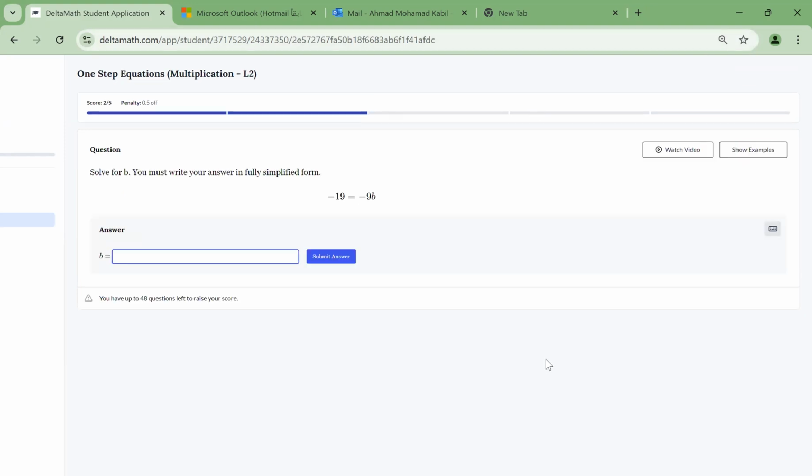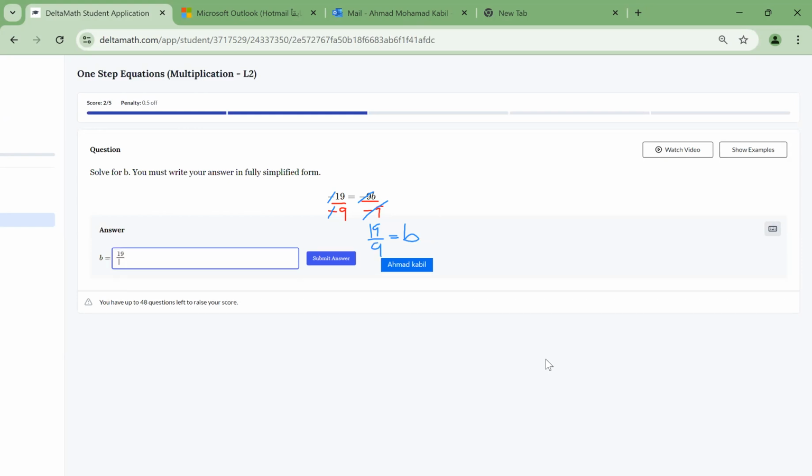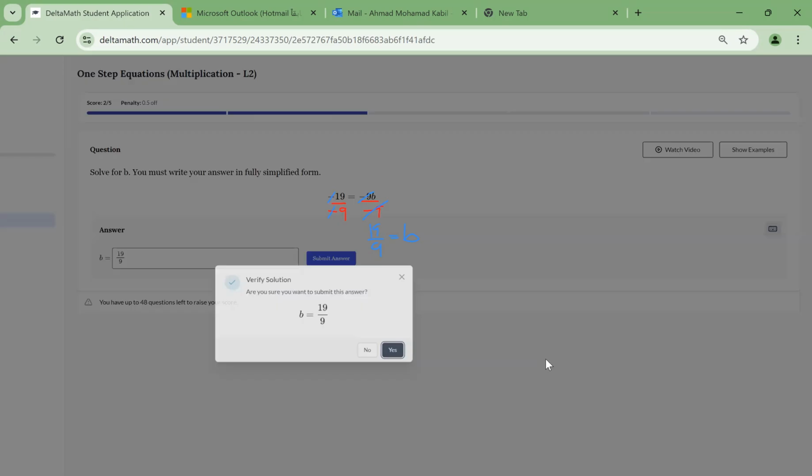Here we have negative 19 equals negative 9b. We want the b to be alone, so we're going to divide both sides by negative 9. So the negative 9 on the right cancels with the negative 9 below it. We have only b on the right. And on the left, the negative cancels out with the negative, and we have 19 over 9. This is our final answer, 19 over 9.